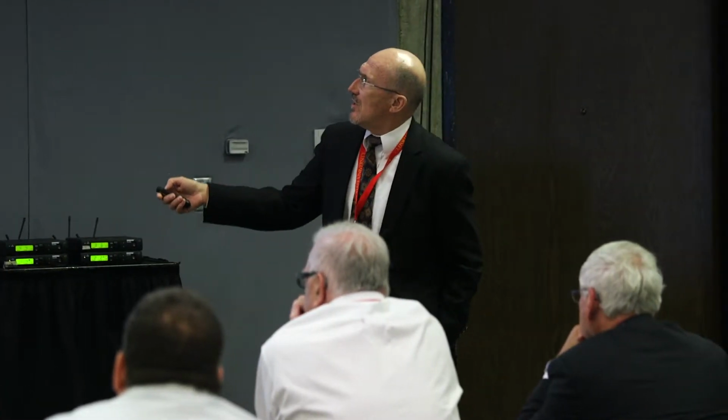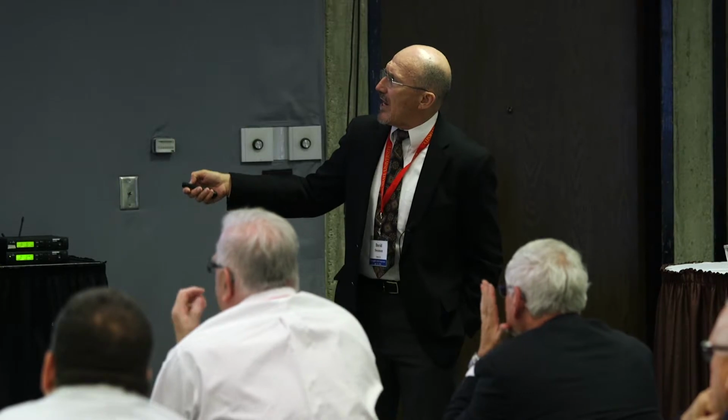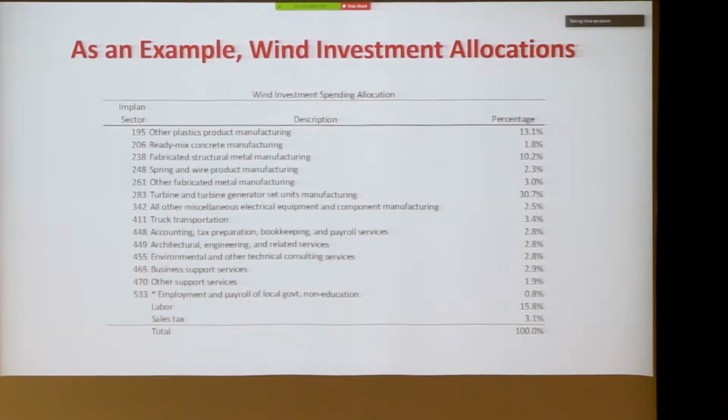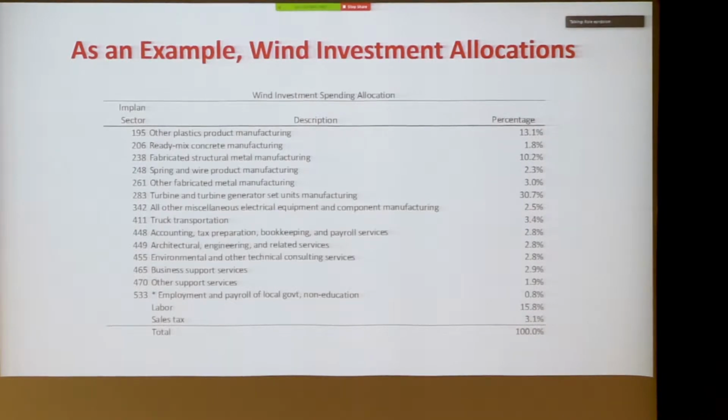And here's an example, and I hope you can see this okay. This is for the wind sector. And again, these are highly aggregated categories, but we're at the high level of analysis, and we're still able to shock these sectors of the economy and come up with estimates of impact. And you can see other plastic products. Well, of course, that's the blades, right?